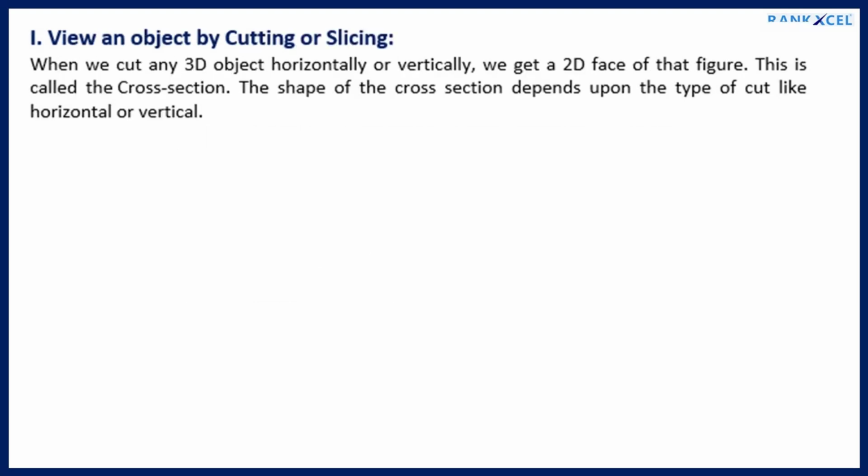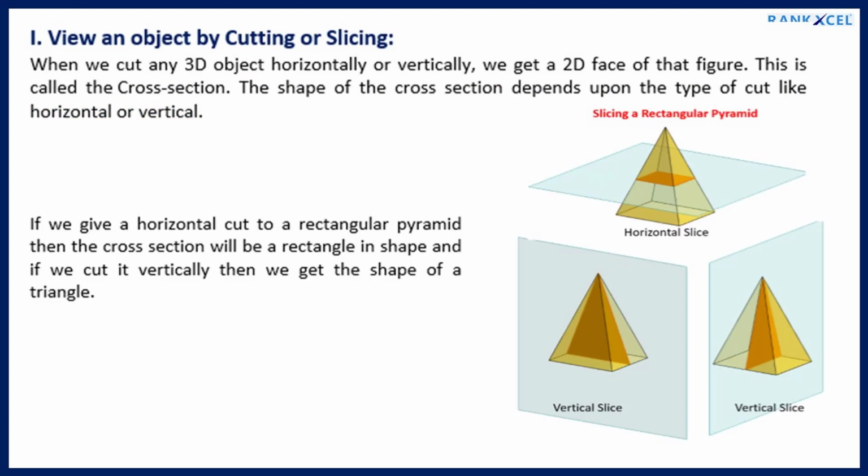1. Viewing an object by cutting or slicing. When we cut any 3D object horizontally or vertically, we get a 2D face of that figure. This is called the cross-section. The shape of the cross-section depends upon the type of cut, like horizontal or vertical. If we give a horizontal cut to a rectangular pyramid, then the cross-section will be a rectangle in shape, and if we cut it vertically, then we get the shape of a triangle.